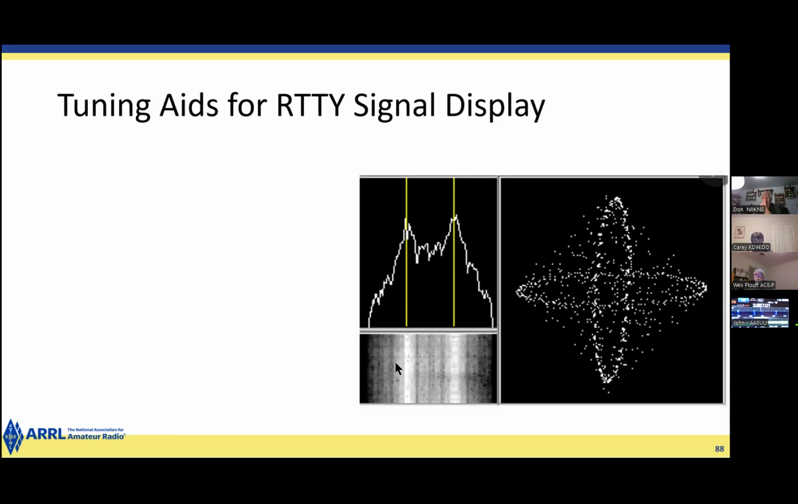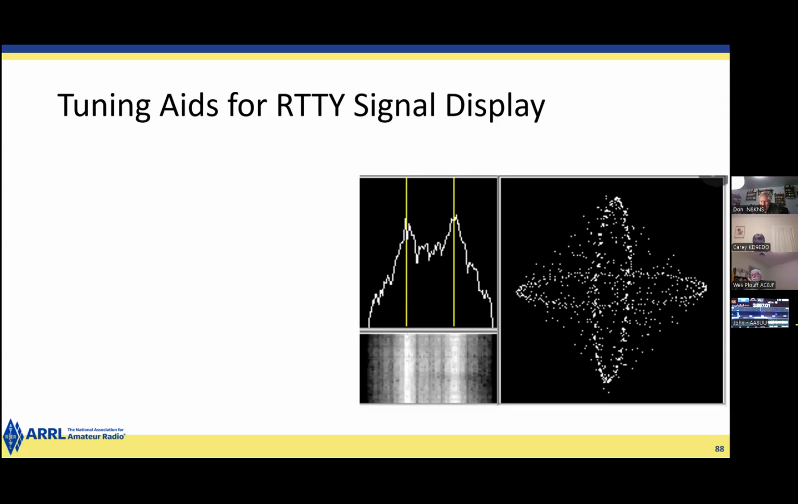And below that, you'll see a waterfall, and you can see that the signal is quite noisy because these peaks are kind of spread out and not well defined. And then on the right-hand side, you'll see an older type of display where you'll see the mark and the space frequencies at right angles. And again, this is a noisy signal. So what you should see, for a strong signal, is fairly narrow lines that are vertical and horizontal.